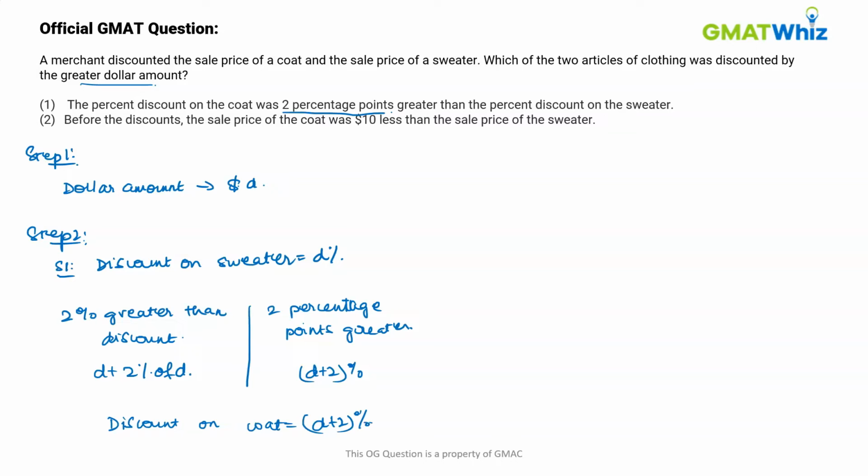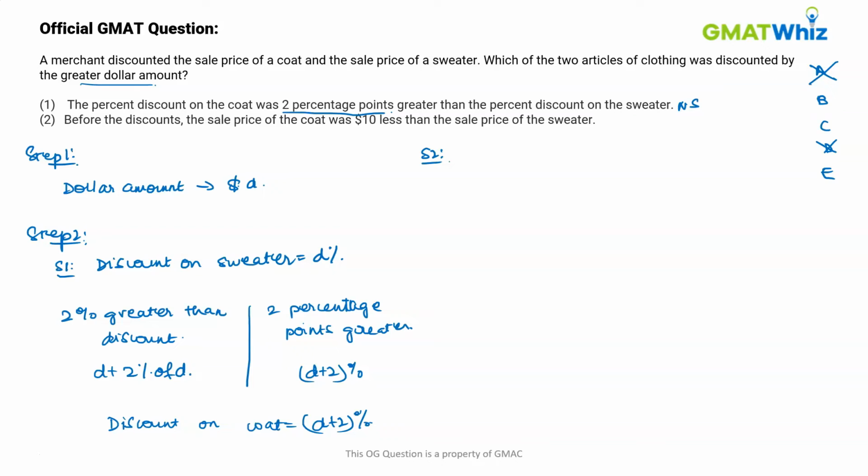But we cannot find out the dollar amount, right? The discount in the dollar amount from statement 1, since we have only one variable, no equation, no other information that we can rely on. So statement 1 is not sufficient, and out of the given answer choices, we will eliminate answer choice A and D. Moving on to statement 2.